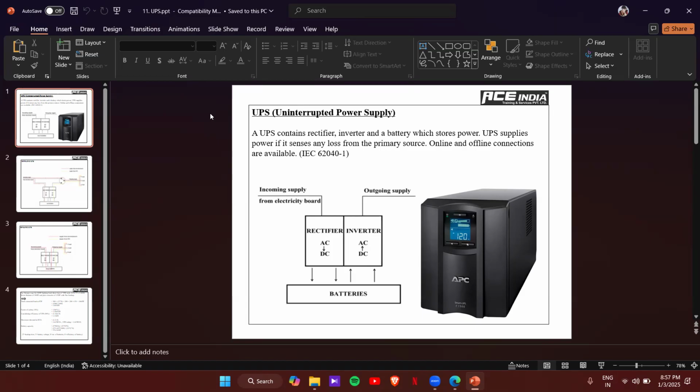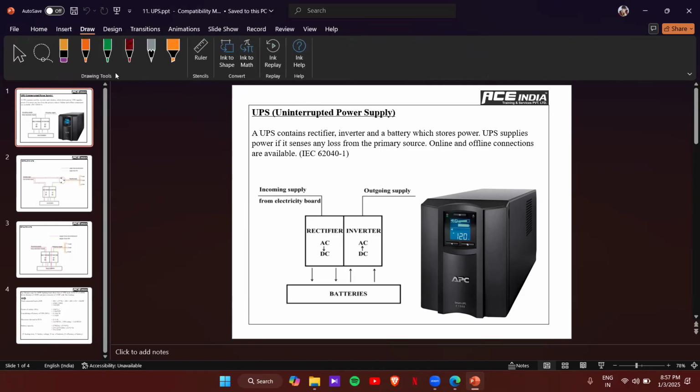And a UPS will mainly have two parts. That is, a rectifier and then an inverter. Those are the two components in the UPS system. Then we have batteries to store the energy that we have.